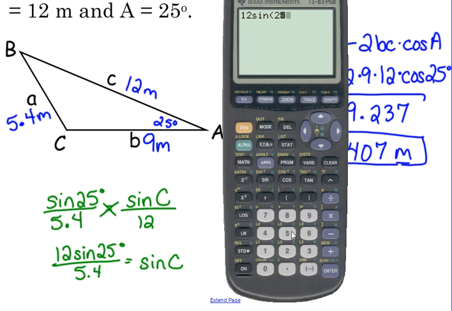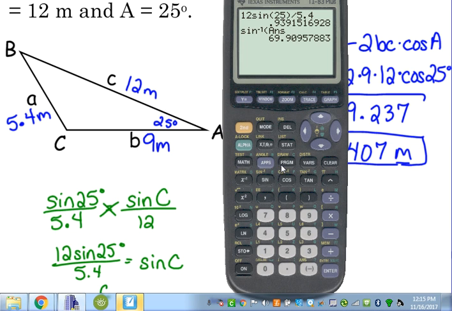So 12 sine of 25 degrees divided by 5.4 is equal to the sine of C. 12 sine 25 over 5.4. What do we have to do after that? Inverse sine. That is not our answer. We do not have a side length of 0.9. That does not make sense. Or an angle of 0.9. We get C is approximately 69.9 degrees, which does make sense so far because it's bigger than 25. It's supposed to be bigger than 25.